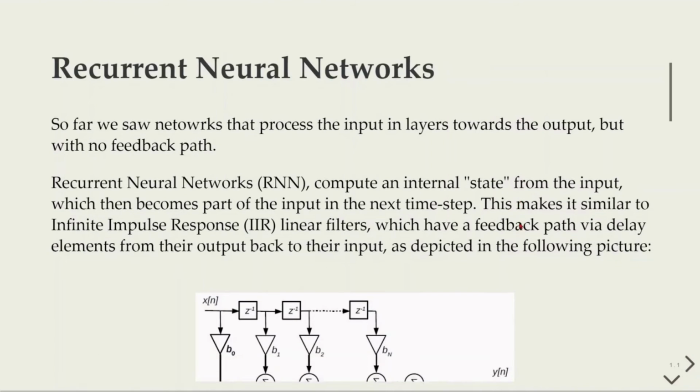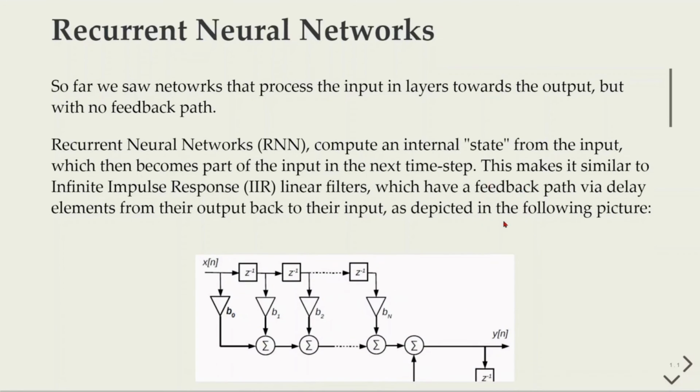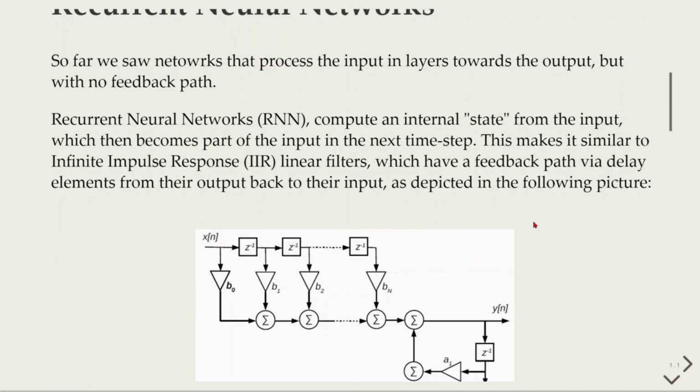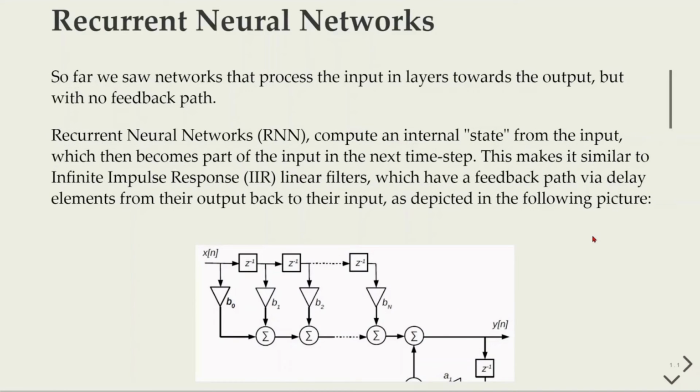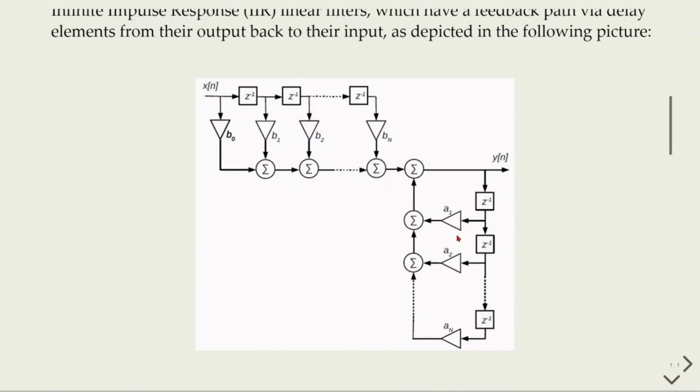On this tutorial we will talk about recurrent neural networks. So far we saw networks that process the input in layers towards the output, but with no feedback path. Recurrent neural networks compute an internal state from the input, which then becomes part of the input in the next time step. This makes it similar to an infinite impulse response linear filter, which has a feedback path via delay elements from its output back to its input, as shown in the following picture.